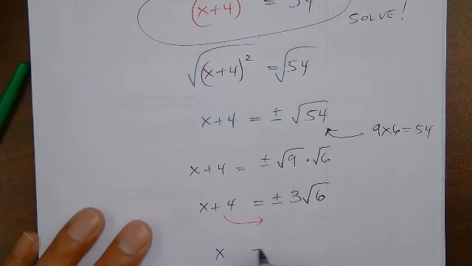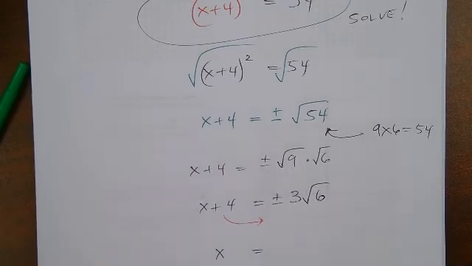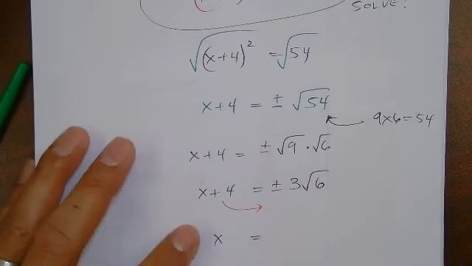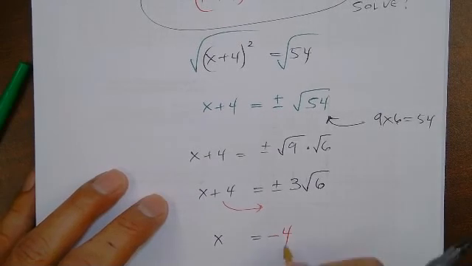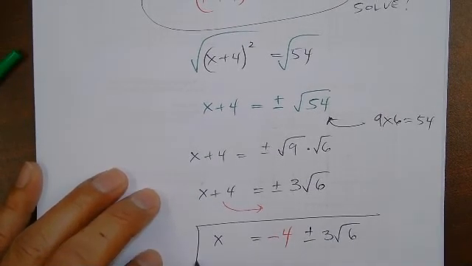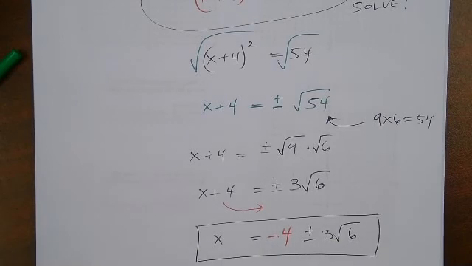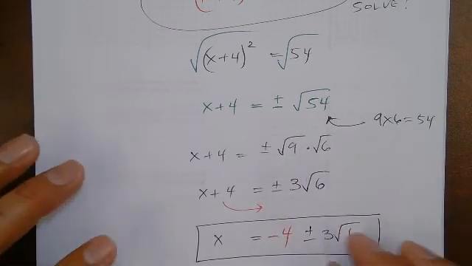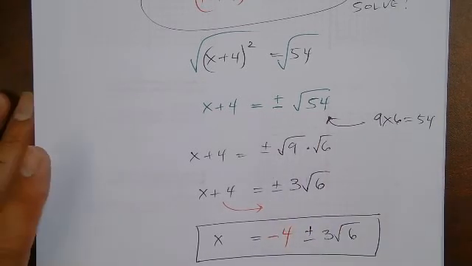Now, once this is done and there's no more simplifying to do, now you move this over and you solve for x. Final answer, somebody, what is it going to be? X is equal to what? Negative 4 plus minus 3 root 6. That's what it's going to look like. We got it?